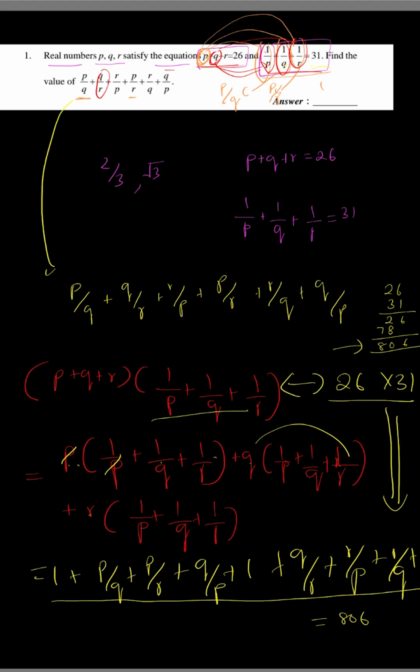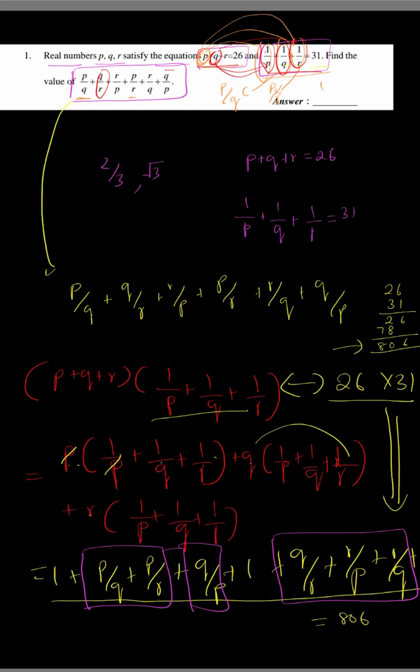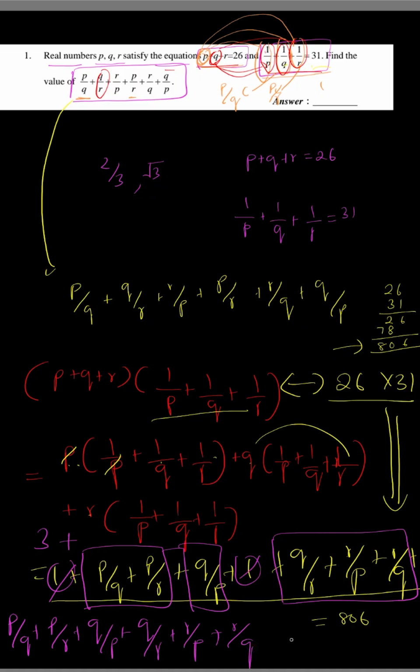And now our question is not to find out the whole value of this expression, but to find out the sum of these 6 terms only, which are actually here. So we just need to find out the sum of these terms. Here is the 1, another 1, another 1. So that means these 6 terms sum plus 3 is equal to 806. That means the sum of these 6 terms which we are focused upon, P over Q plus Q over R plus R over P plus P over R plus R over Q plus Q over P, would be 803. So that's how we wrap up this specific question.